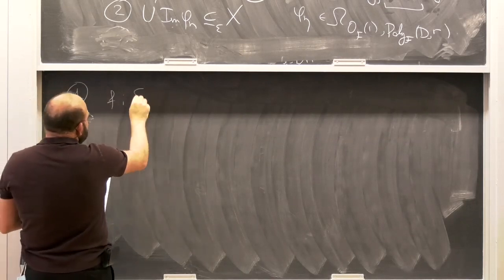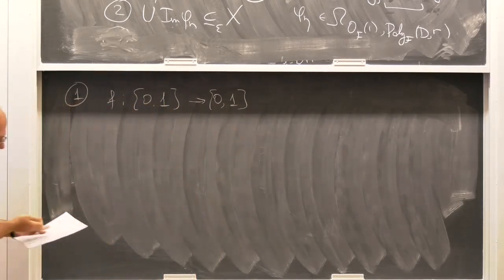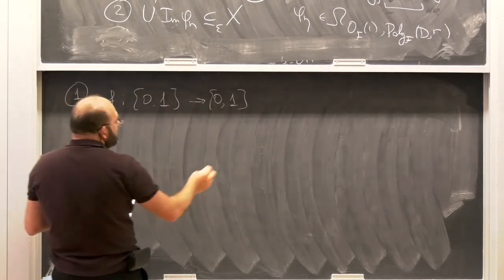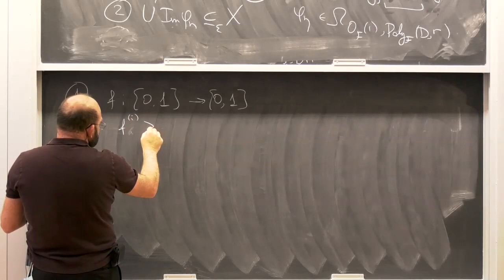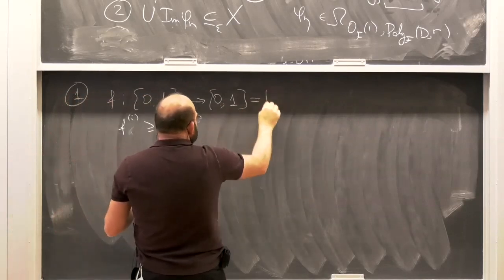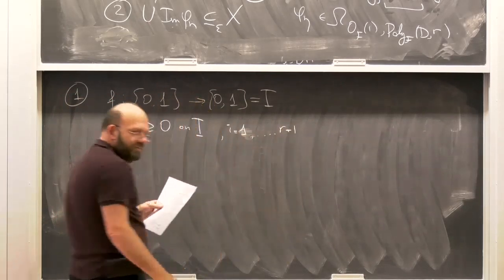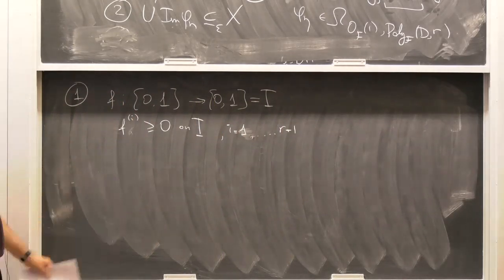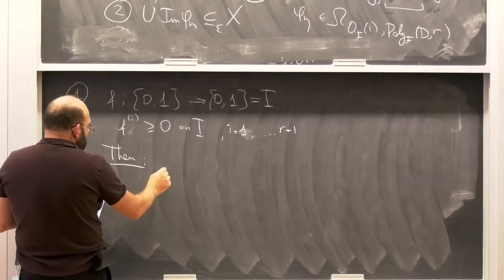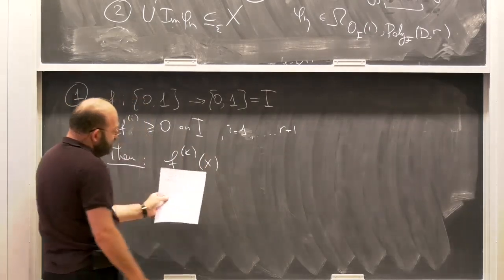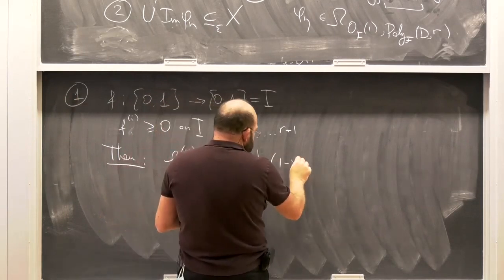Okay, so suppose I have a function from the unit interval to the unit interval, and I assume that its derivatives are positive up to order R plus one. In particular, all derivatives are monotone. Then I claim that I can give an upper bound on the value of the k-th derivative at some point x, which is less than or equal to k factorial times (1 minus x) to the power minus k.